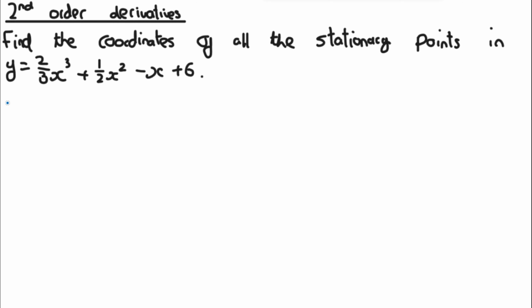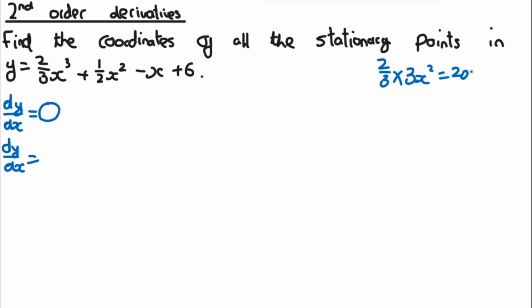So again, this is going to be where dy over dx is equal to 0. So first of all, let's find dy over dx. And this is going to be equal to, and then we differentiate all the terms individually. So 2 over 3 x to the power of 3 is going to be 2 over 3 times, and x to the power of 3 differentiated is 3x squared, which is equal to 2x squared as the denominator cancels out.